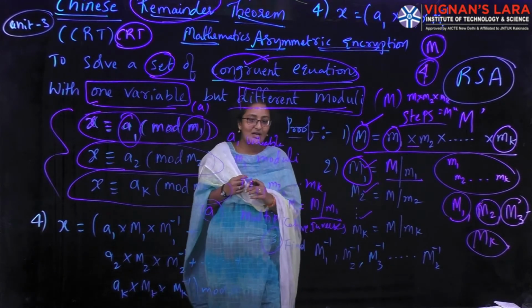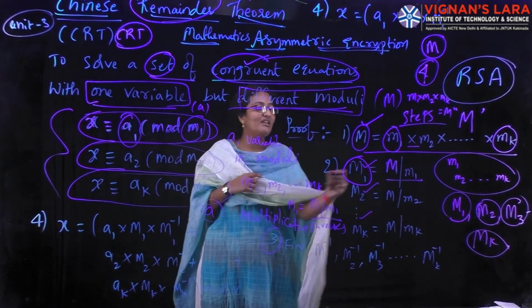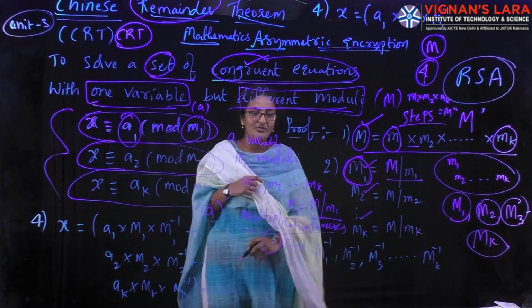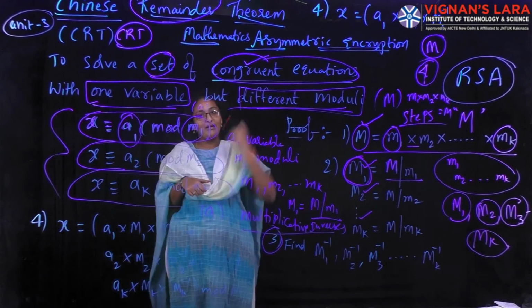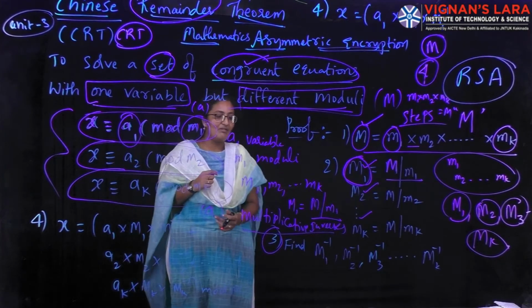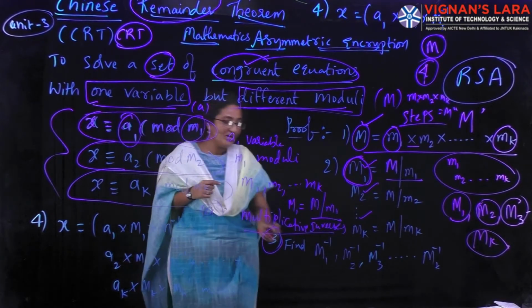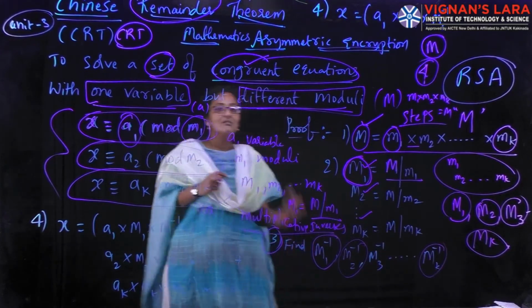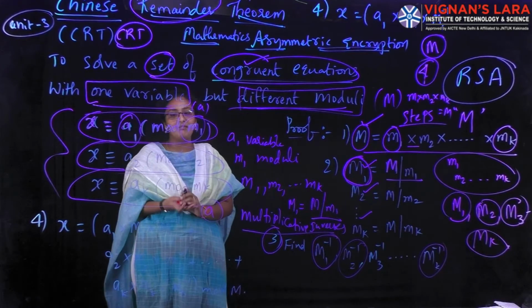So what is the third step? When you have the different moduli values, you want to find the multiplicative inverse of those. What is the formula for finding the multiplicative inverse? We already discussed it in the previous class. So in the third step I got M1 inverse, M2 inverse and so on up to Mk inverse. So we have 4 steps in the Chinese remainder theorem.